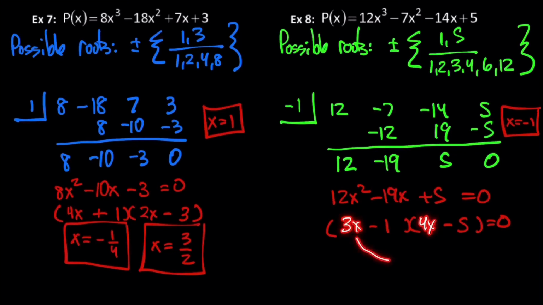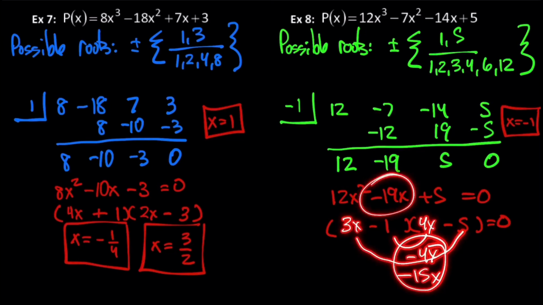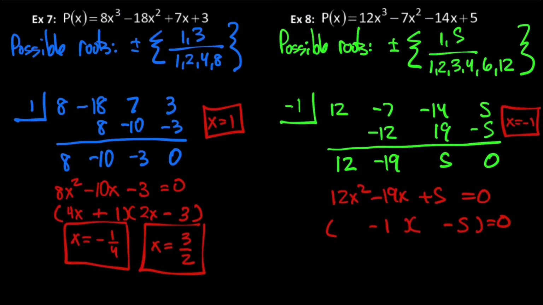I don't know. Let's see. That gives me negative 15x. That gives me negative 4x. Wow, kind of got lucky there. That does work. So it's going to be 3x minus 1 and 4x minus 5. So my other two roots: x equals positive 1/3 and x equals positive 5/4.